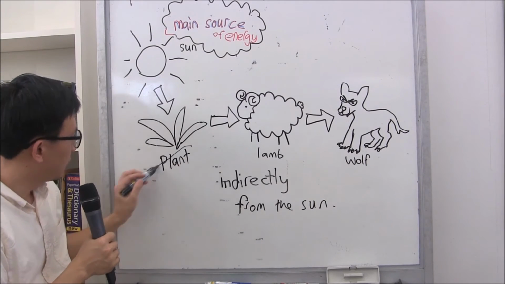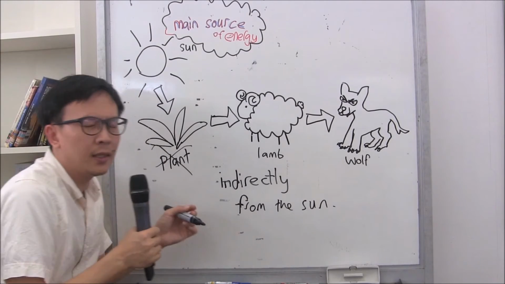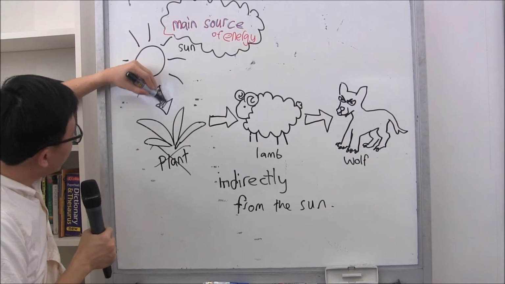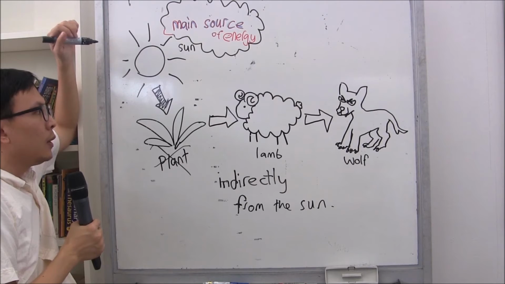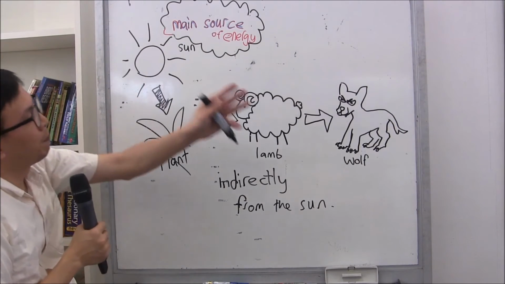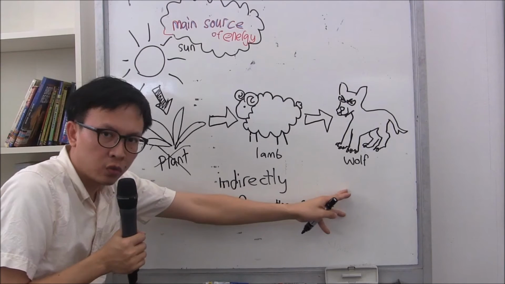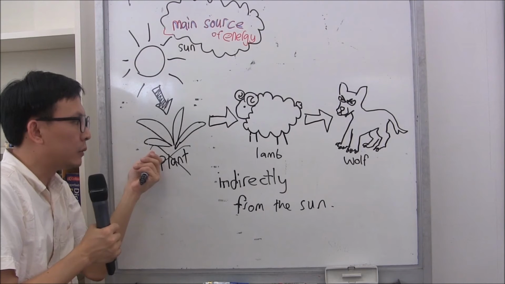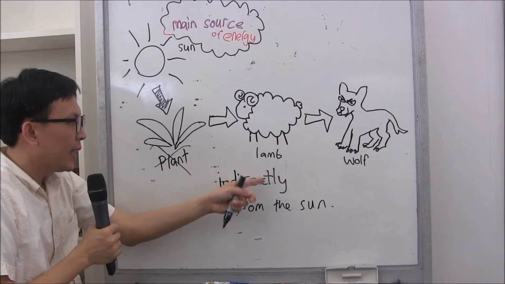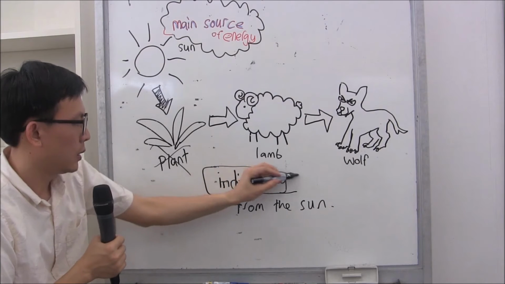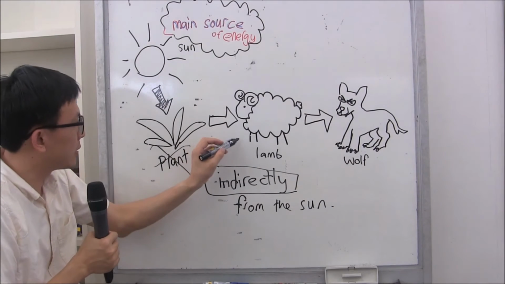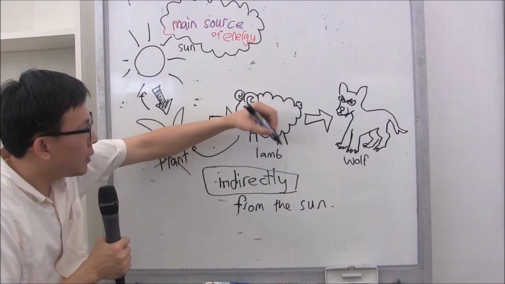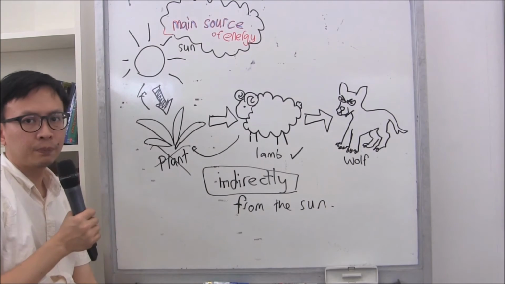Obviously, it's not going to be the plant, because we just mentioned earlier, the plant gets its energy directly from the sun. Can you see this arrow? Directly. Which leaves lamb and wolf. Now, without the sun, the lamb will die. We know that, because there will be no plant. So the lamb indirectly gets the energy from the sun, because it goes through the plant before it gets its energy from the sun. So the lamb indirectly gets its energy from the sun.